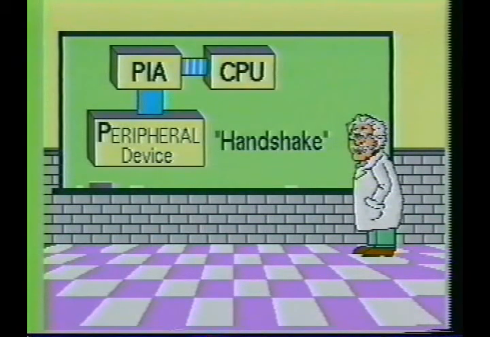The peripherals connected to the 6821 are accessed by the microprocessor through a procedure referred to as a handshake. The handshake is nothing more than a series of control pulses being exchanged between the peripheral devices and the CPU. These pulses are used to indicate when to transmit the data and then to acknowledge the receipt of the data.